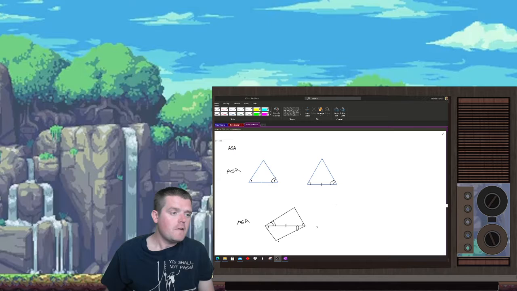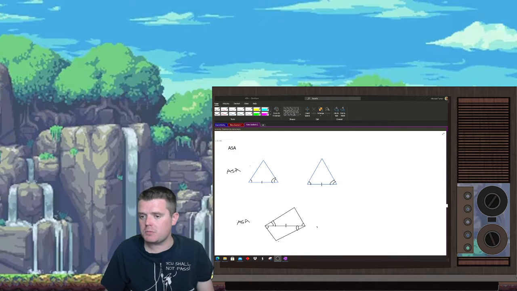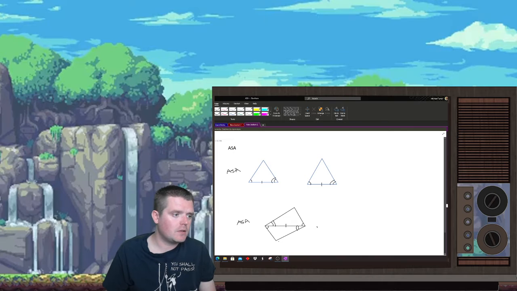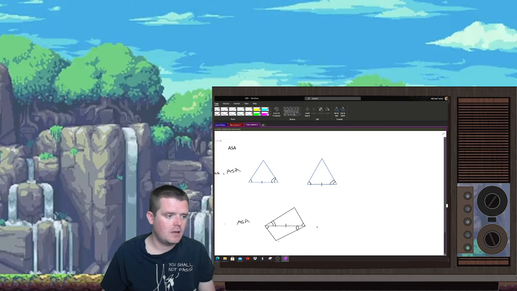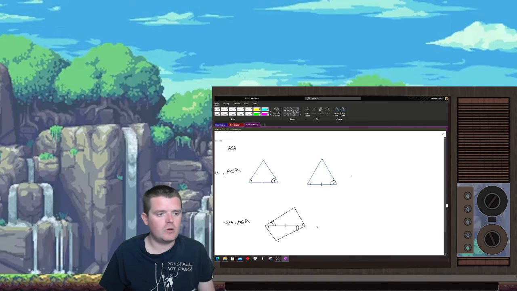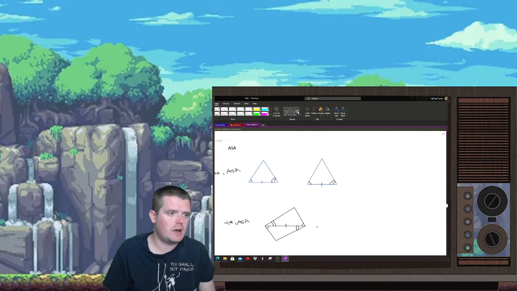For this assignment, your questions are going to be yes or no and why. So if two triangles are congruent, let's say by angle, side, angle, your answer could just be yes, ASA. And if they weren't congruent, let's say there wasn't enough information that was given.